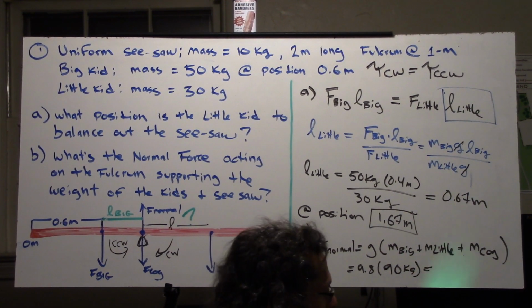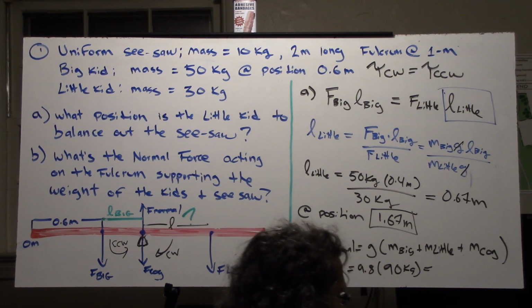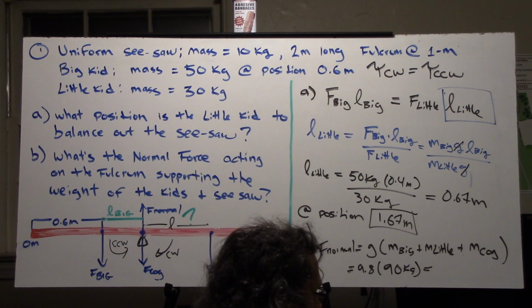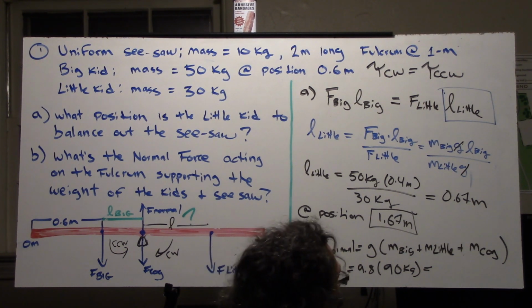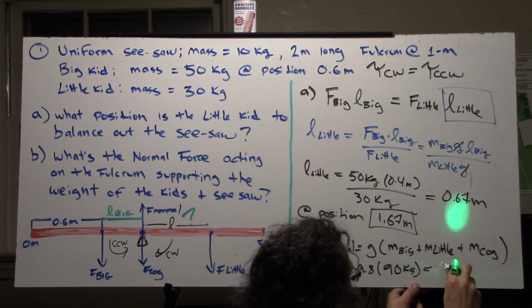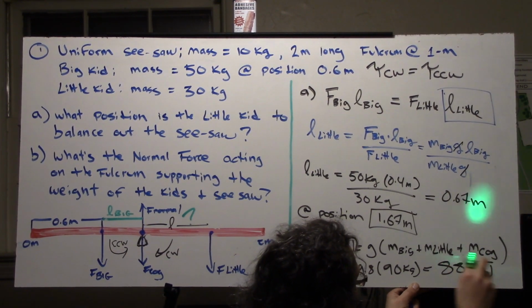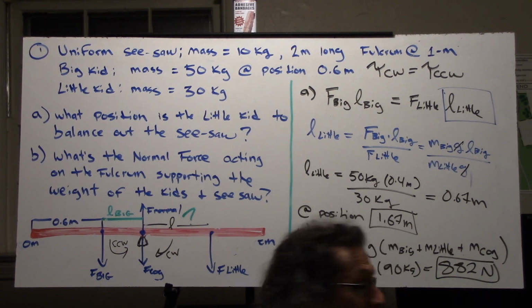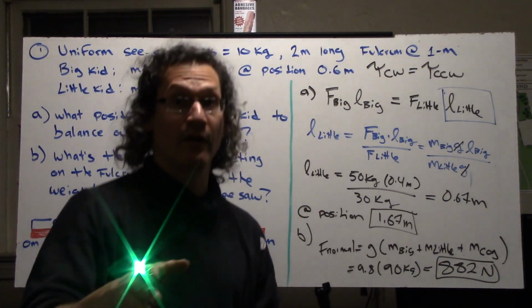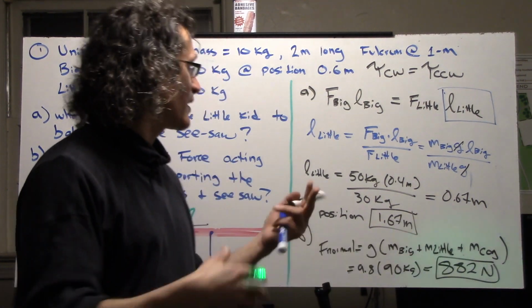All right, and so what do we have here? We have 9.8 times 90, and 882 newtons. Boom.